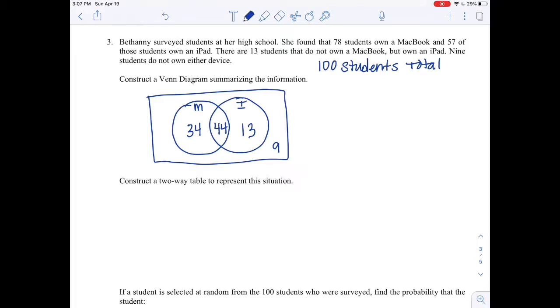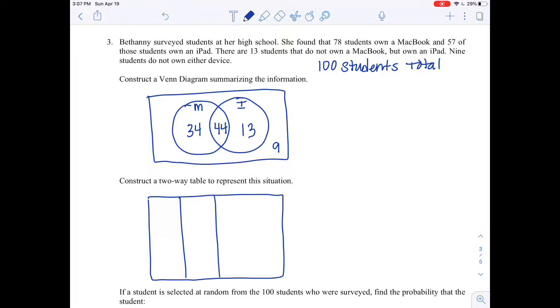Okay, so how do you then also turn this into a two-way table? I want to show you overlaps between the Venn diagram and the two-way table. So for a two-way table, you're going to set this up where you're going to end up making 4 rows and 4 columns. So I'm going to make a rectangle, and I'm going to put 3 lines in the middle, and I'm going to put 3 lines across.